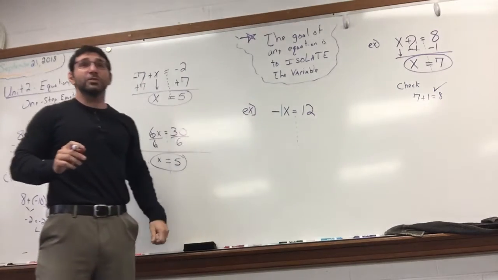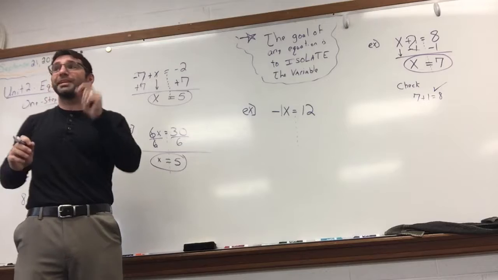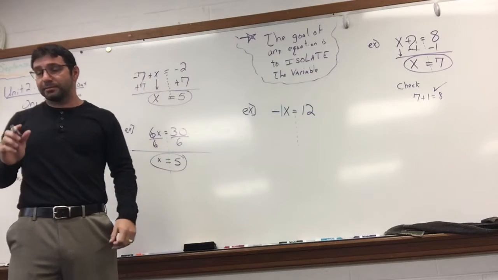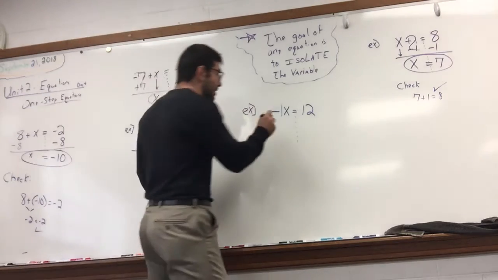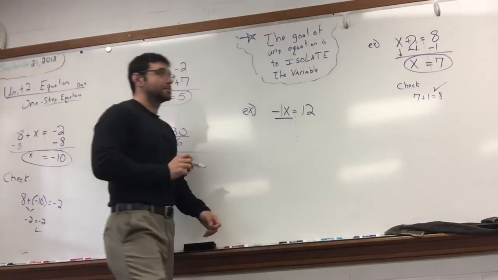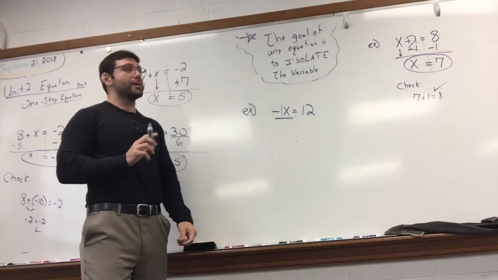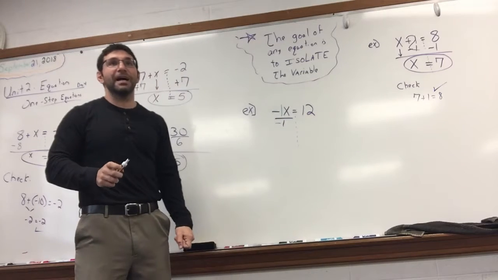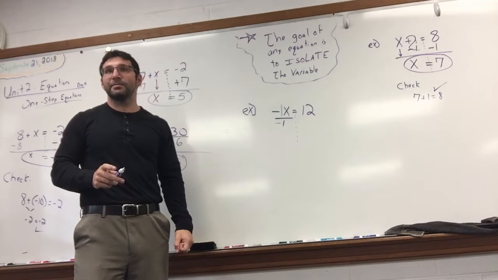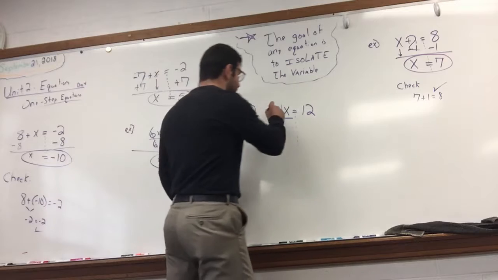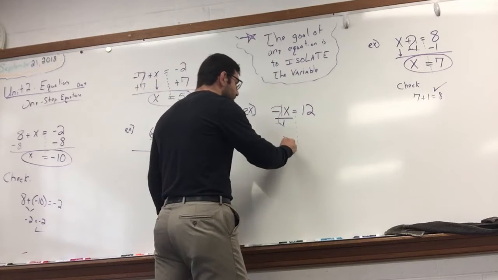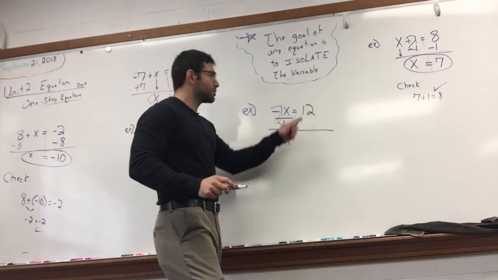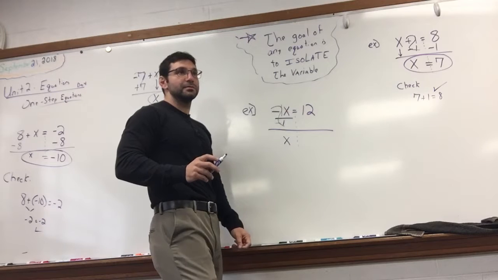So what do we have to do to get rid of multiplication? Go ahead, Sammy. You gotta divide by? By negative 1. Yeah. Because negative divided by a negative is a positive. Positive 1x. So what do I have to do to the 12?